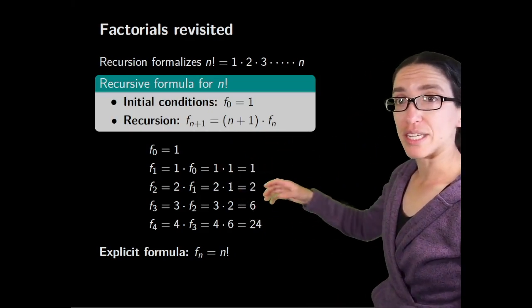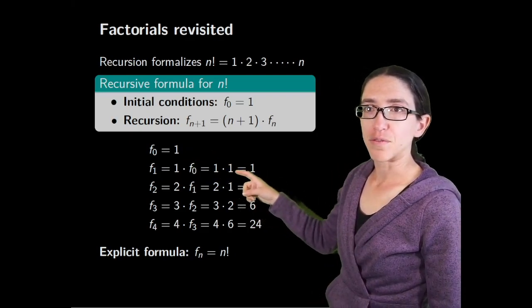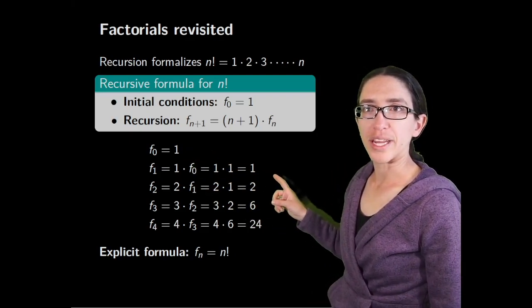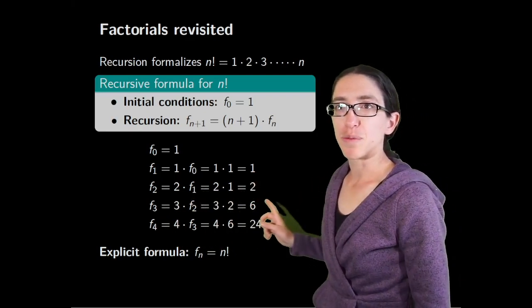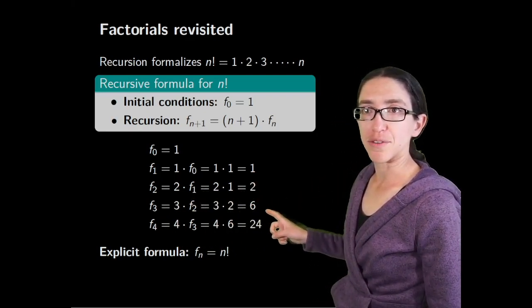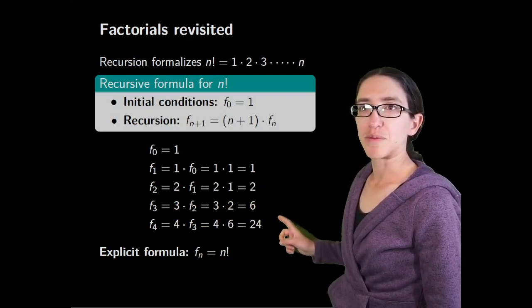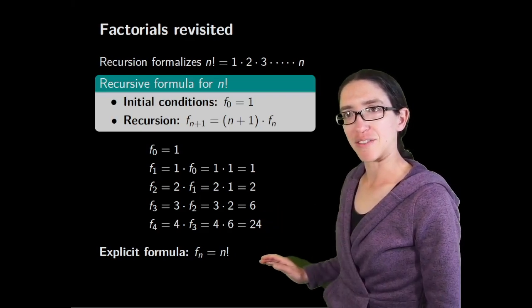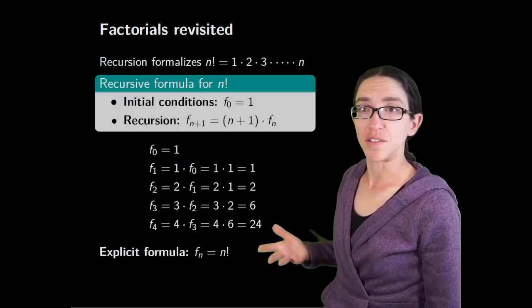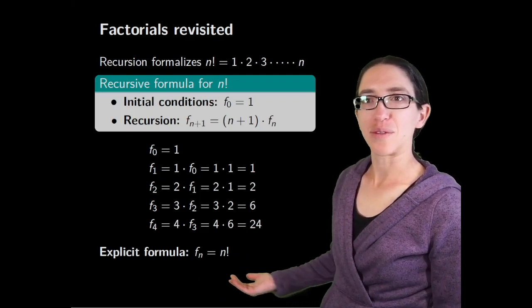So let's see how this plays out. If we unwind the recursion, we start at our initial condition of 1. And then on the first step, we multiply by 1 and we get 1 again. Then on our second step, we multiply by 2 and we get 2. On our third step, we multiply the previous answer, 2, by 3 and we get 6. And on the fourth step, we multiply by 4. 6 times 4 is 24. So you see, we're always multiplying by the next number to get the next factorial, and that's an alternative way of defining the factorial sequence. The explicit formula, of course, is just f sub n equals n factorial.